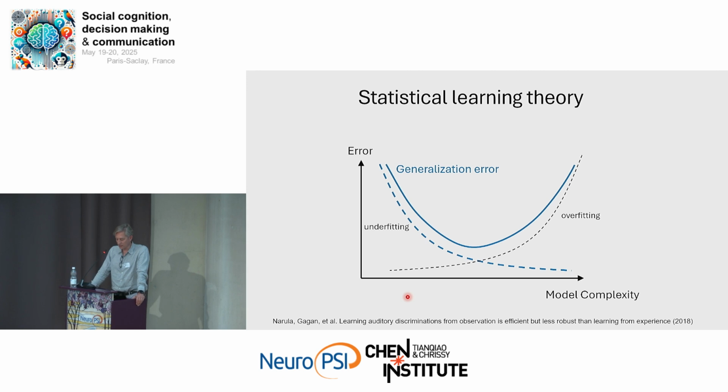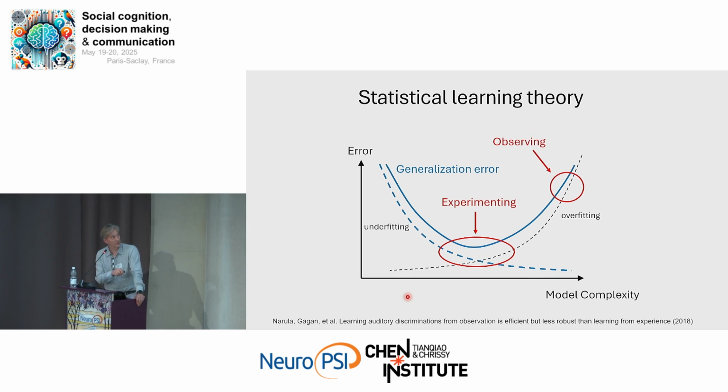But for statistical learning theory, what this means is, if you have model complexity on the x-axis, and your model is too complex, then you overfit. If your model is too simple, you underfit. Then we conclude that experimenting brings you down to this point, whereas observation puts you up here.